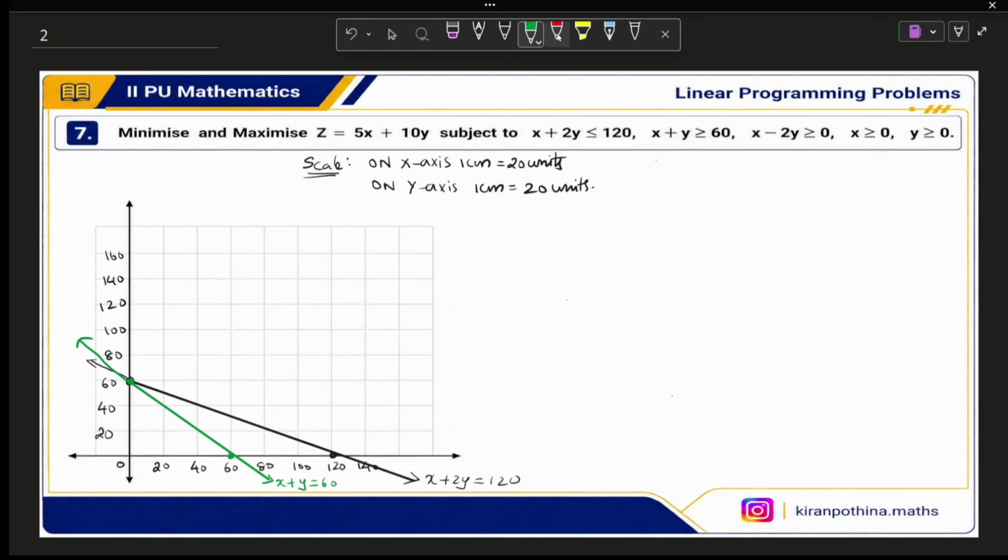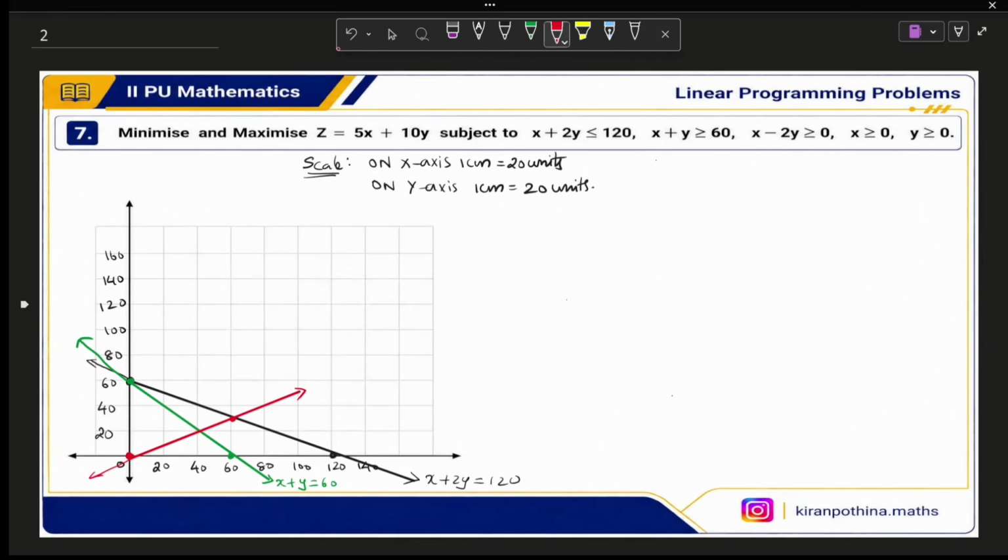Okay, now let us move to the third line. For the third line, the points we got: one is 0 comma 0, and then one more is 60 comma 30. 60 comma 30, here it will be. So when I join those two, this is the graph we'll get.